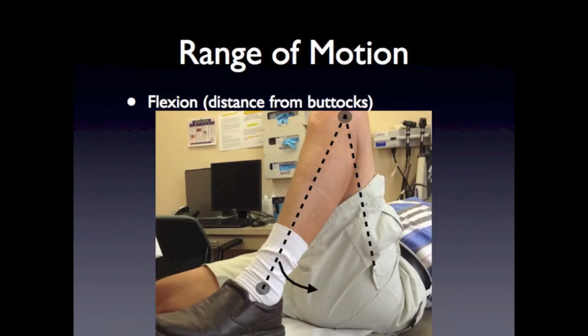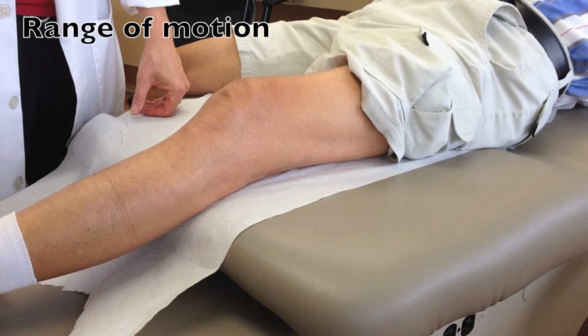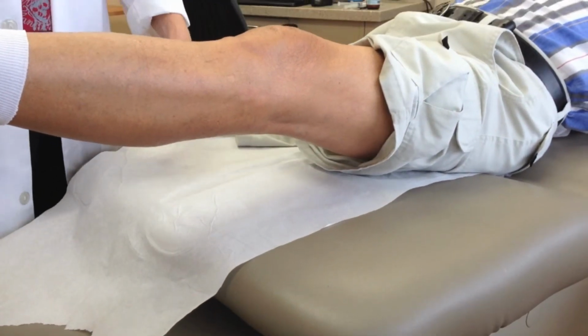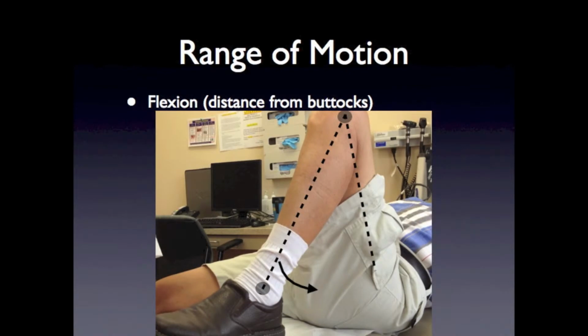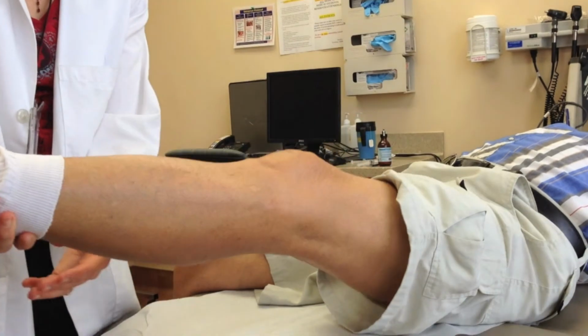Alternatively, in the supine position, you can check for knee flexion by measuring the distance the heel makes from the buttocks. Lift the heel off the table to assess for any possible hyperextension and then have the patient flex the knee. Estimate the angle to see how much flexion is attained. Full range of motion is from 0 to 135 degrees.